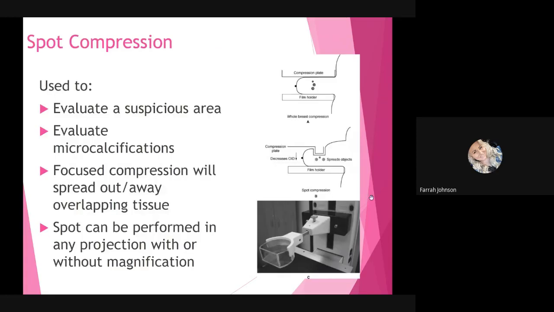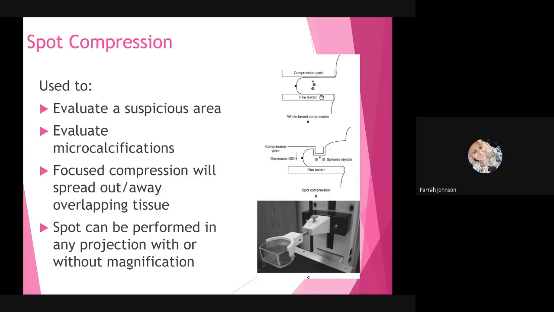And then we have what's called spot compression views. Spot compression views can be used to evaluate suspicious areas. They can also be used to evaluate microcalcifications similar to magnification. Oftentimes, they will have you do a magnification and spot compression view combined. The focused compression will spread out and away the overlapping tissue, and the spot can be performed in any projection with or without magnification. It just depends on what they're looking at.